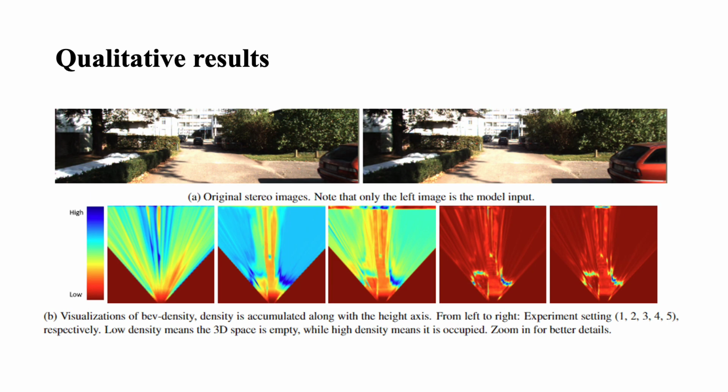We also provide some qualitative results. Here are the visualizations of BEV accumulated density maps corresponding to different supervisions. Experiment 1 uses stereo images as depth supervision. Experiment 2 uses LiDAR depth labels as depth supervision. Experiment 3 uses both supervisions. Experiment 4 uses LiDAR depth labels for depth supervision and SDF loss for direct 3D supervision. Experiment 5 uses all supervisions.